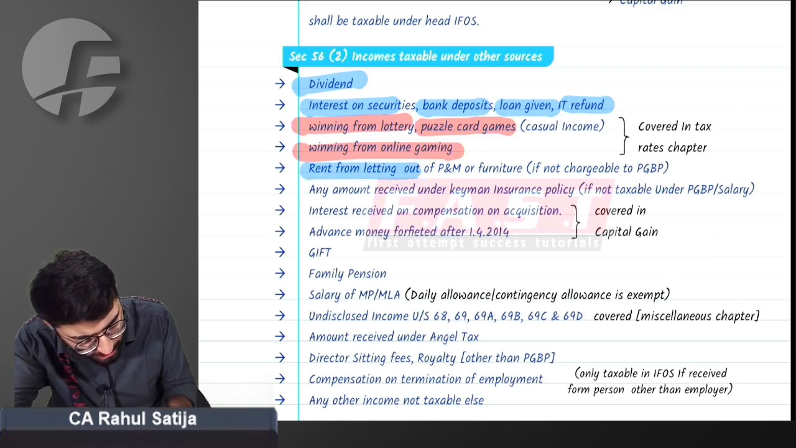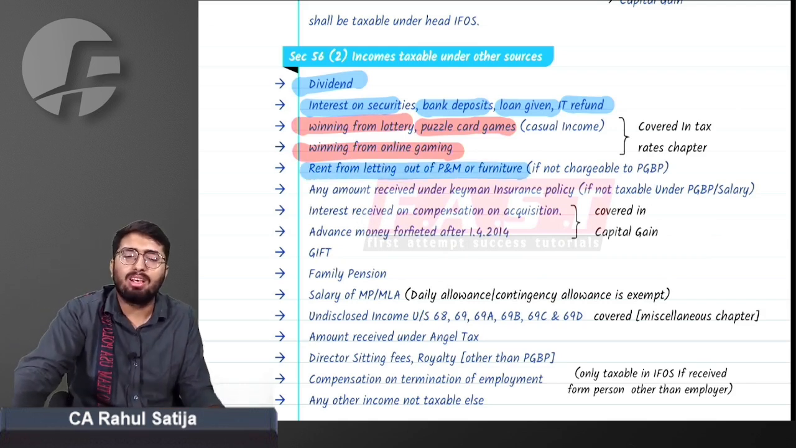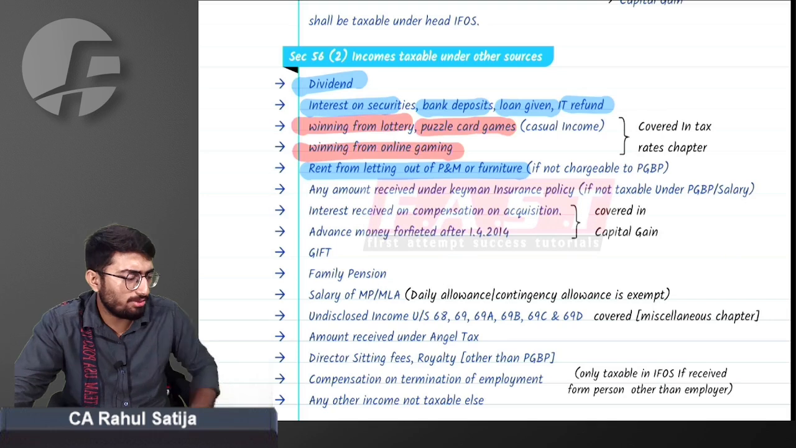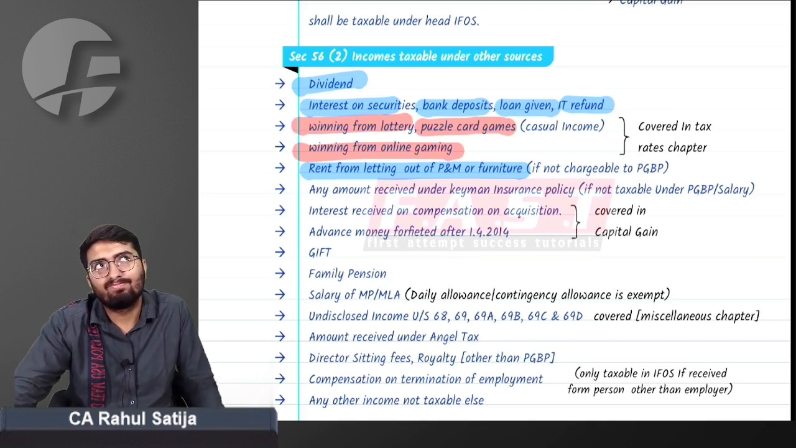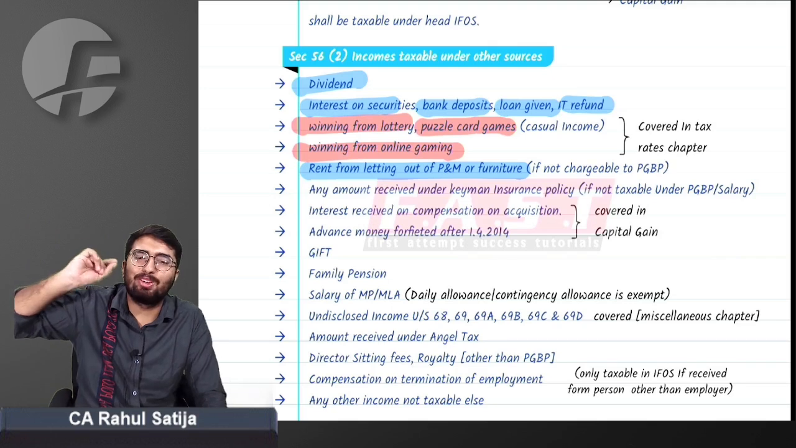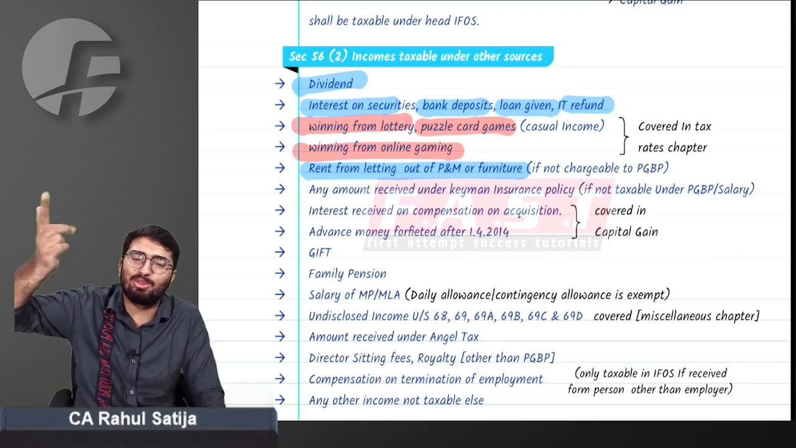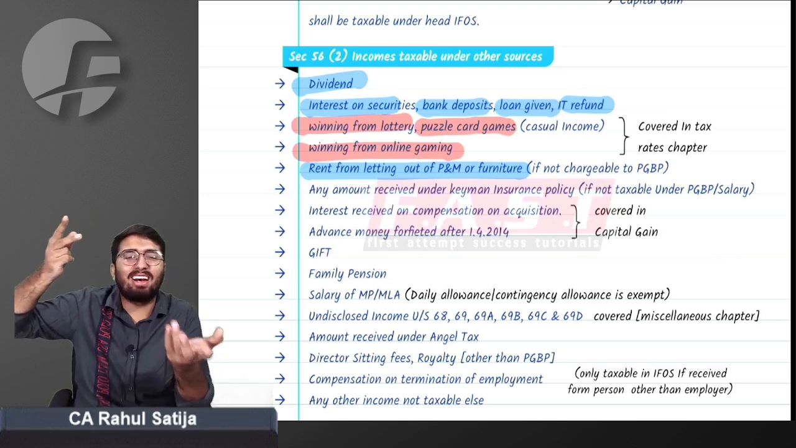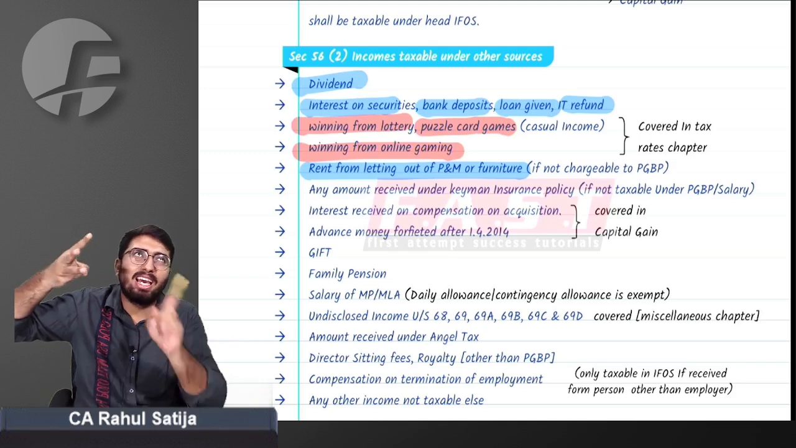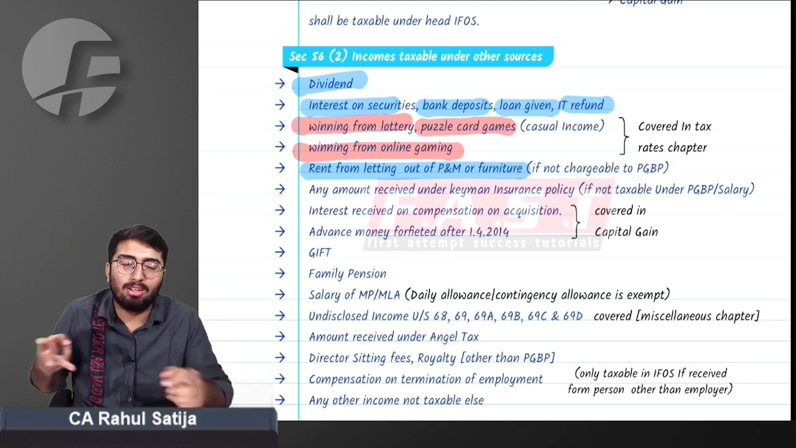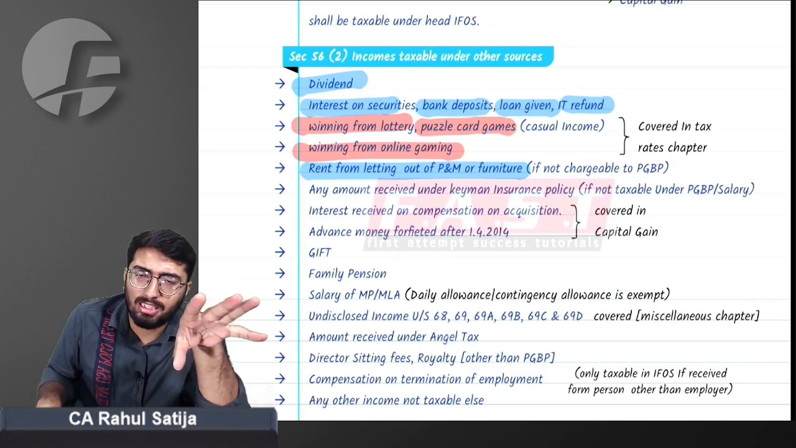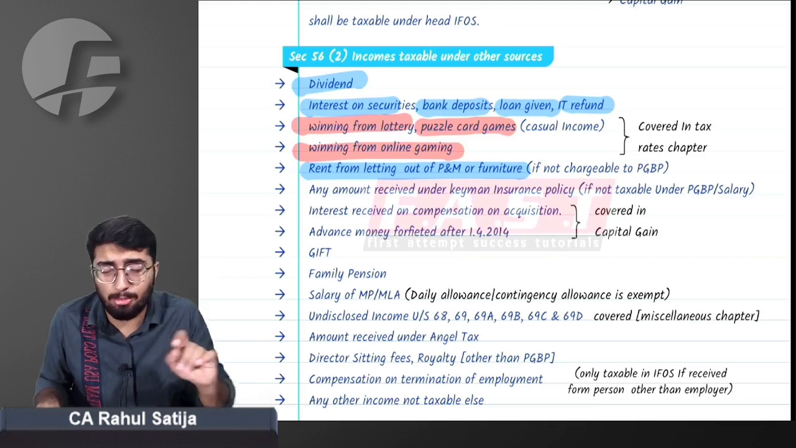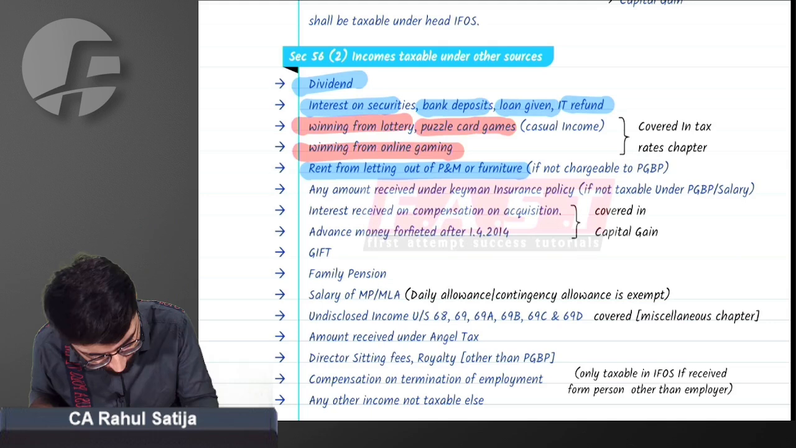Income from letting out of plant and machinery will be taxable under the head IFOS. Why IFOS? So simple: house property is house property, and plant and machinery is not house property. Income from plant and machinery in capital gain? No, interest is not chargeable in capital gain. Can plant and machinery income be in PGBP? The right answer is yes. If your business is renting out plant and machinery, then it will be taxable under PGBP. Otherwise, it will be other sources.